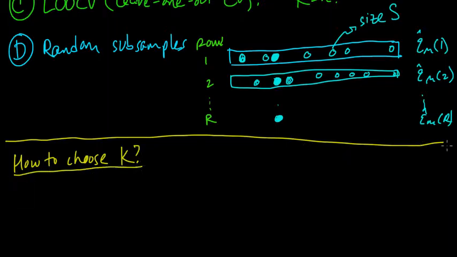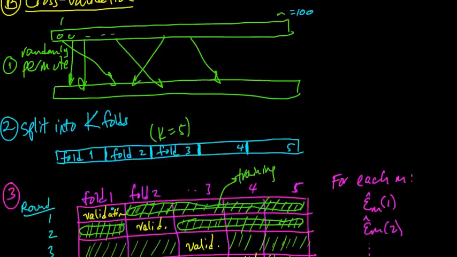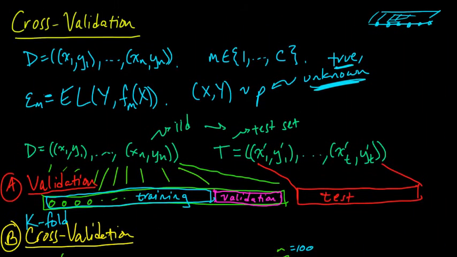So what should be our criteria for choosing k? Well, let's go back to the beginning. What is the purpose of cross-validation? The purpose is we want to choose a good model from this finite model class of models. Our criteria for a good model was that we wanted it to have low expected loss, a low error epsilon m.